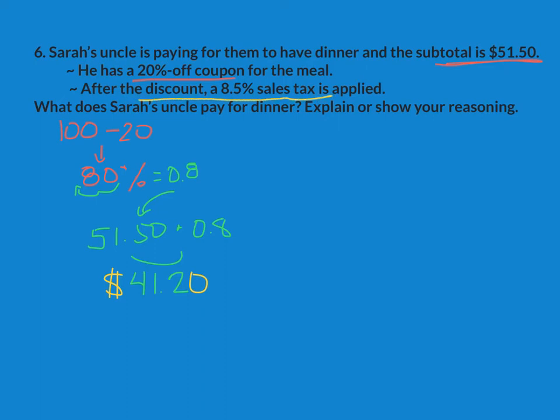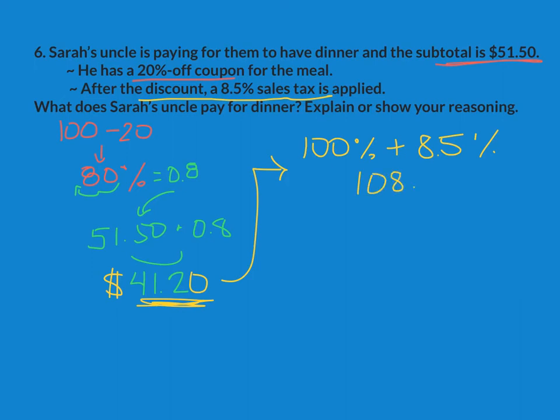Okay, so that's not the final. After that discount, we have an 8.5% tax. So this is now my new original, so that's what I'm going to be using. My original is always 100%, and I'm adding the 8.5% sales tax. So 100 plus 8.5 is 108.5%. To change that to a decimal, I need to move it 2 places to the left.